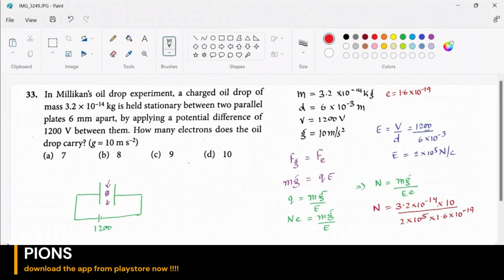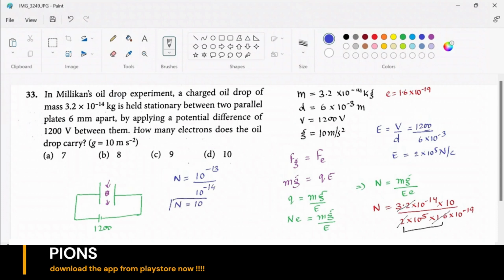So first of all, if you multiply this 2 with 1.6, that will be 3.2. So it will cancel out this 3.2. Okay. Let's see now what we are left with. So let me solve this part here. So n we are left with 10 to the power minus 14 and 10, 10 to the power minus 13 in the numerator. And in the denominator it will be 10 to the power 19 and 5. That will be how much? Minus 14. So when 10 to the power minus 14 goes up, it will multiply and you are left with n equal to 10. That is option D.